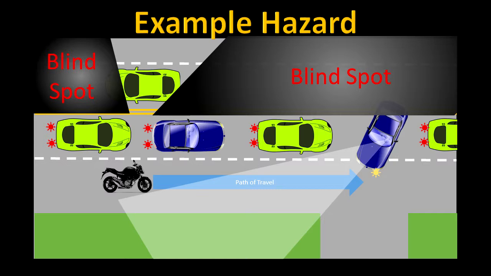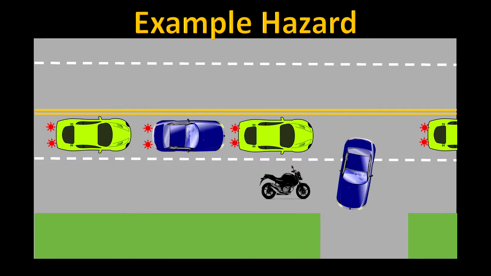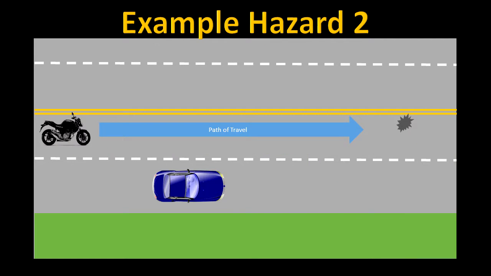These left-turning vehicles might not actually see the motorcycle. So it's best to not exceed the speed limit, or even go at the speed limit in certain situations, and go below the speed limit with all these blind spots. This way, if a car does cut in front of you and become a hazard, you have plenty of room to stop. The second example hazard is something like a pothole or gravel or sand in the road.